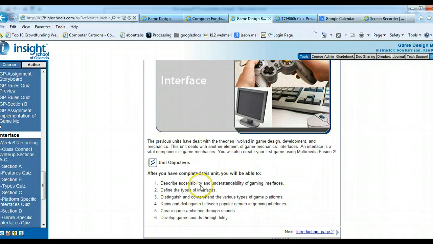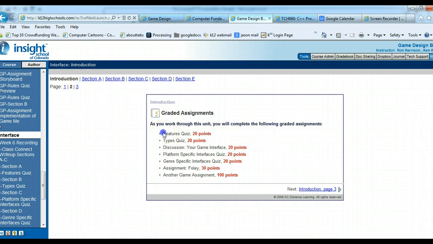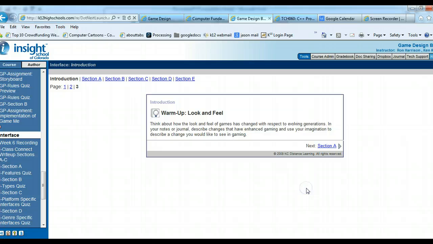In this whole unit, you're going to look at accessibility and game interfaces, the types of interfaces, distinguish and comprehend the types of game platforms, know and distinguish between popular genres and the interfaces that go with those genres, and look at game ambience and sound. And of course, these last two are going to be sections D and E, so not this week. Remember, don't pay too much attention to this because I've changed the points within the gradebook. That's where you want to go to check on points for assignments.